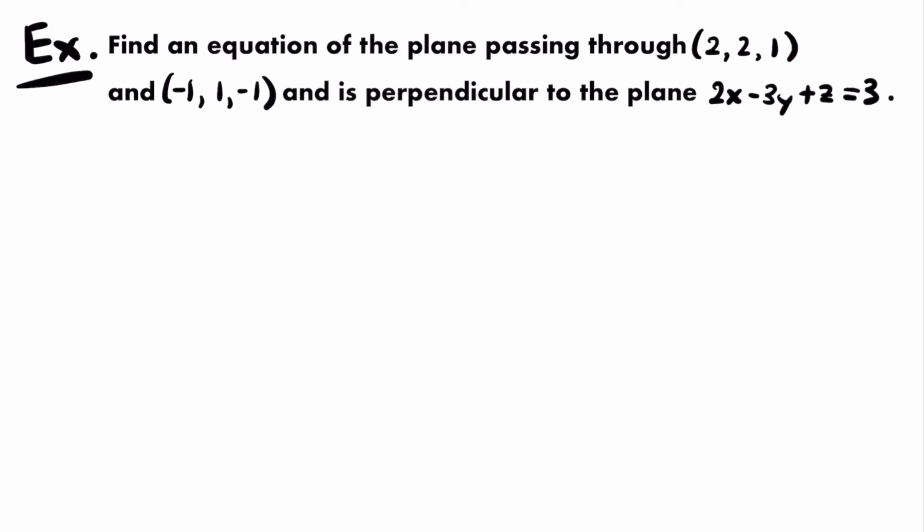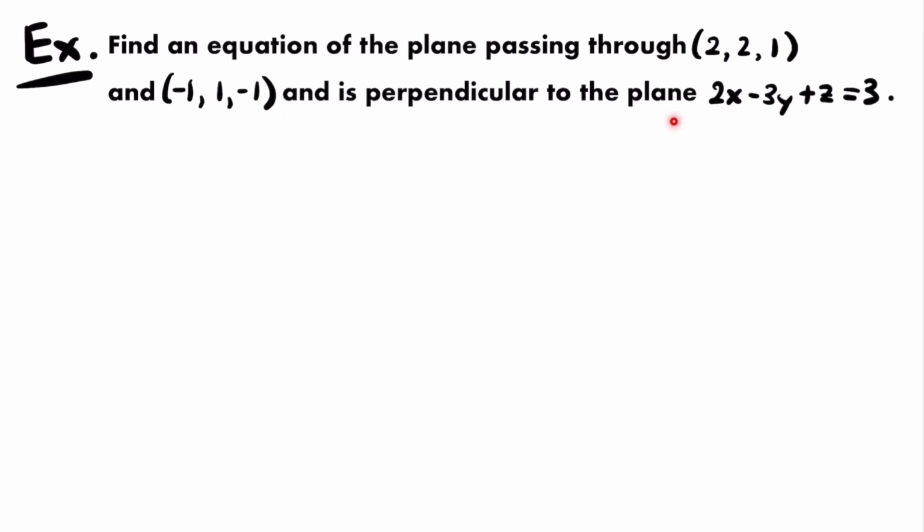We still want to find an equation of a plane, but this time in order to find that equation, we are given 2 points on the plane and then another plane that's perpendicular to it. And I want you to be careful here. This is different from an example we had earlier in this video where we were given a plane that was parallel to the plane that we want to find an equation for.